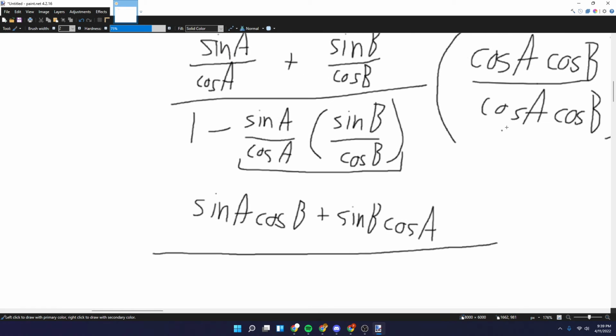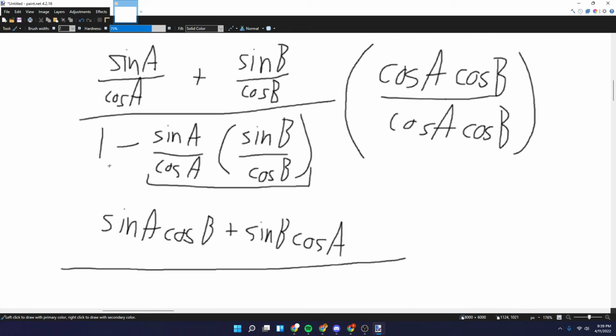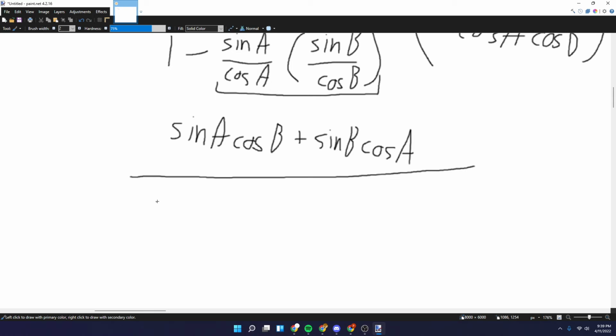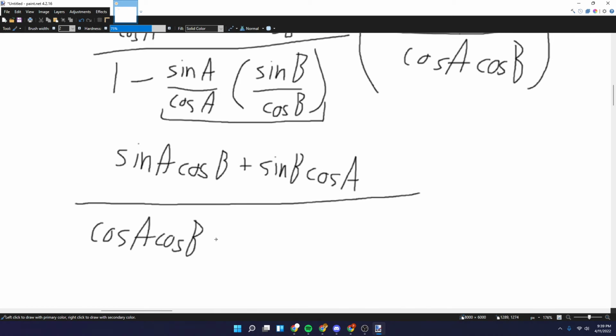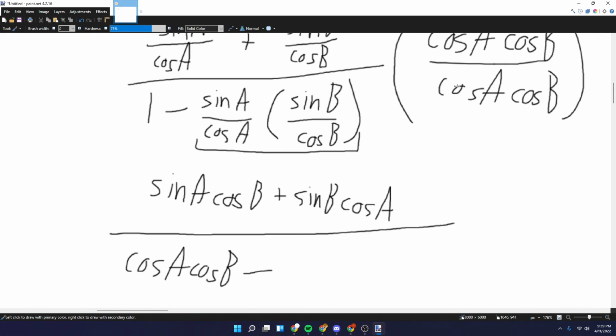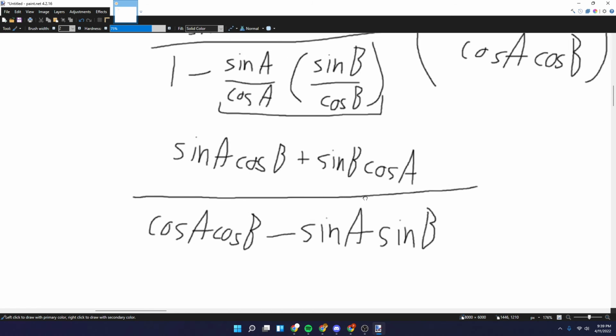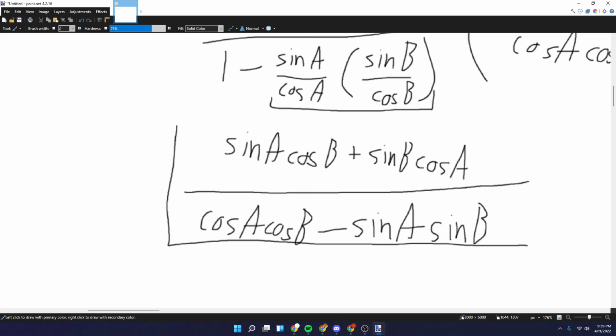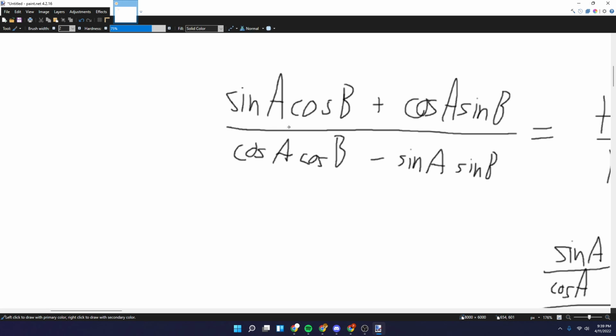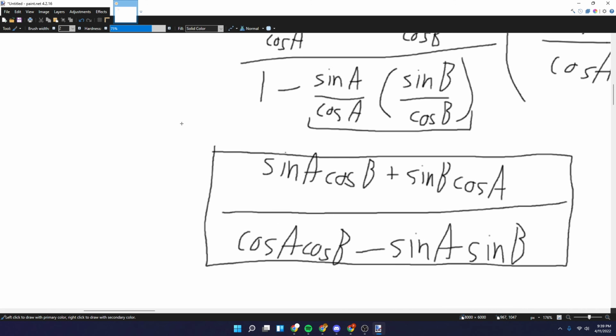And then on the bottom here we have something similar, so this gets multiplied by 1, becomes cosine A cosine B, and you have minus, and so this cancels out with this, you have sine A sine B, and this right here is actually exactly this, which means we're done the problem. Only one step. Wow.